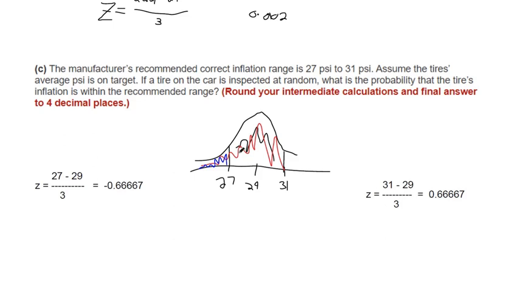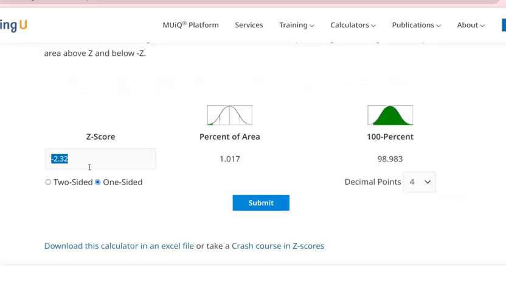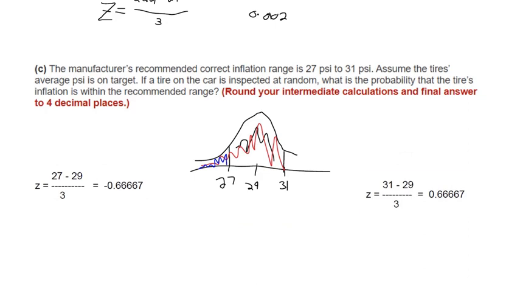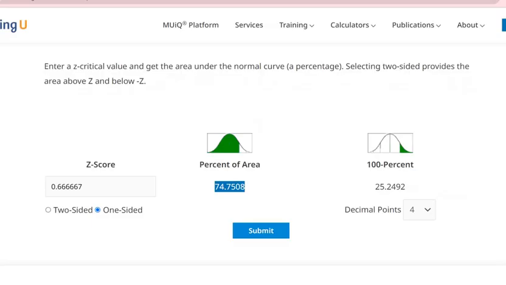Because if you subtract the blue area from the red area, you're going to be left with that black area in the middle, right? So here, let's start with the red area, 0.6667 positive. The area to the left is 74.75 as a percentage. And they want probability, so I'm going to immediately convert that to its probability. Okay, that's the area to the left. And then for this one, negative 0.6 repeating. Just stick a negative sign on here.